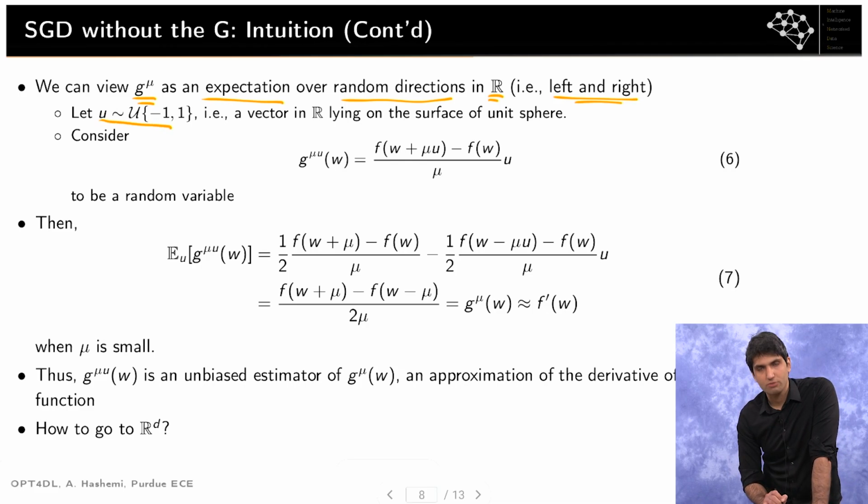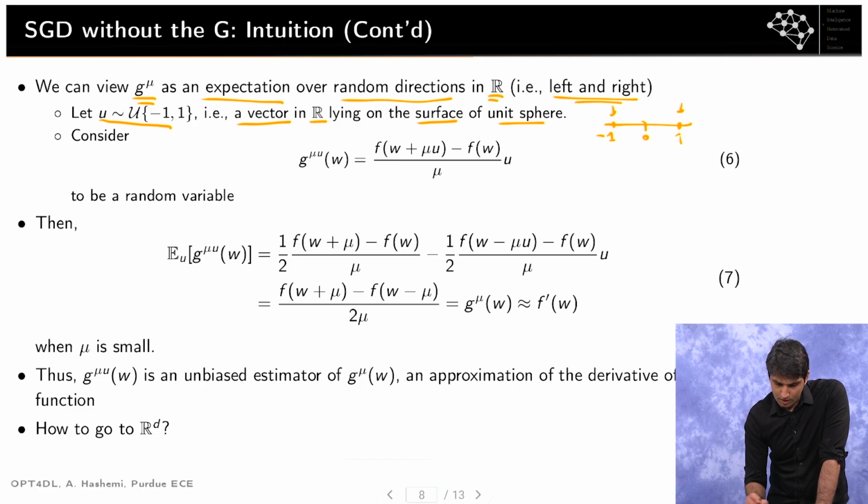Let U be a random direction. So it's either right or left, 1 or -1. I'm using a language here which is going to become apparent why I'm doing that. So let U, this random direction, be a vector in R lying on the surface of the unit sphere. So what's the unit sphere in R? The unit sphere is basically the interval between -1 and 1. And the surface of the unit sphere in R is nothing but -1 and 1.